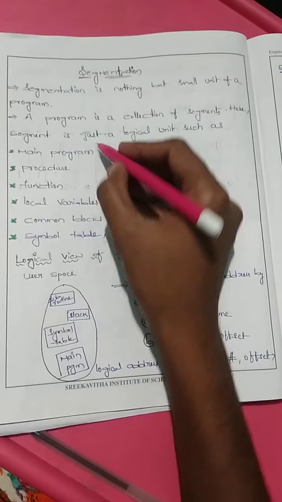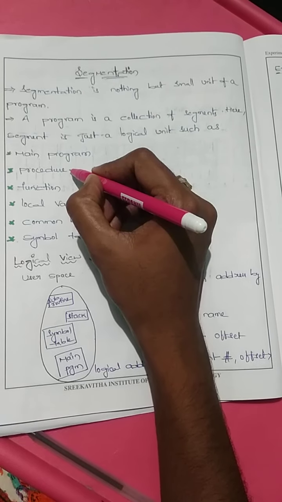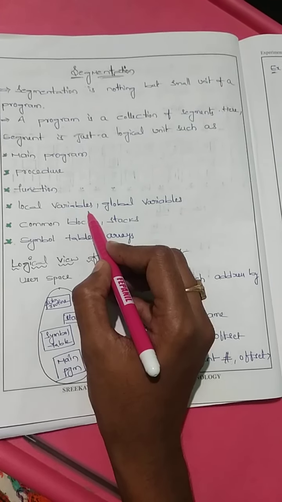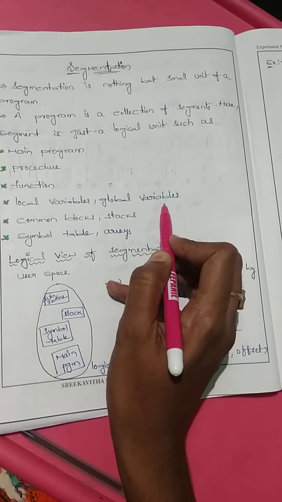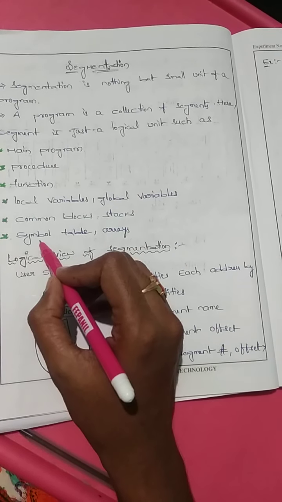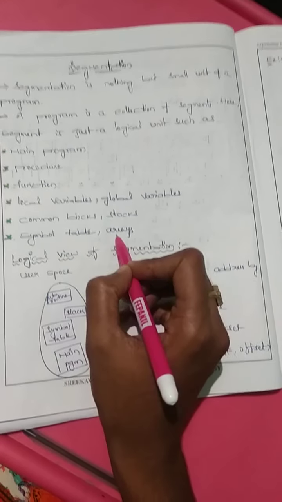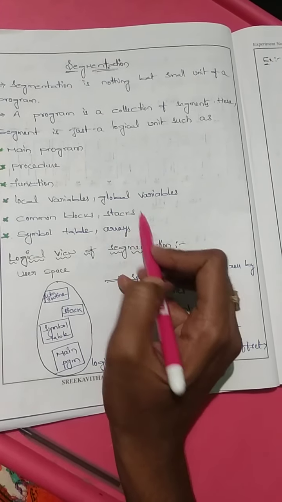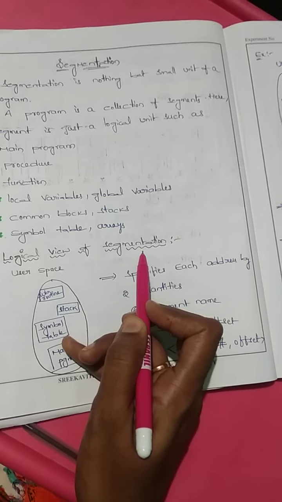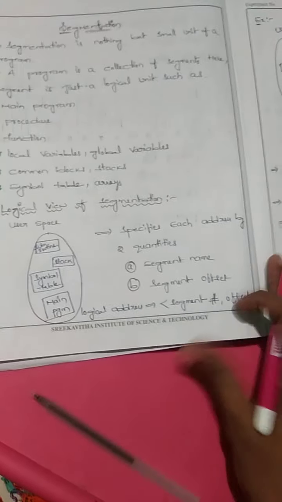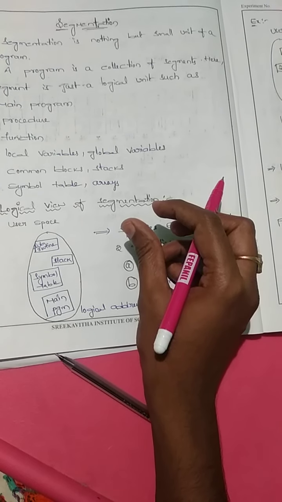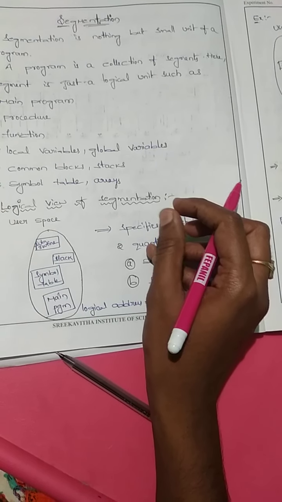So we have the main program, procedure, function, whatever local variables you declared, global variables declared in the program, common blocks, stacks, symbol tables, whatever symbols we used in the program, and arrays. These are all called segments. Now we'll see the logical view of segmentation. Segmentation is nothing but a small unit in the program.